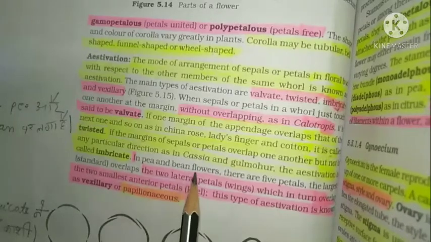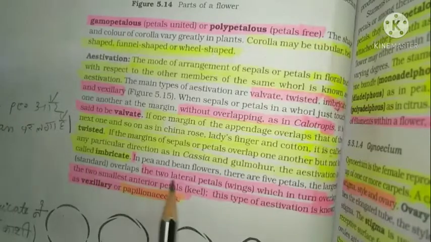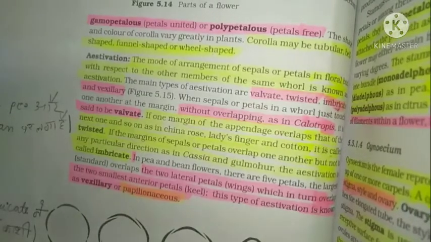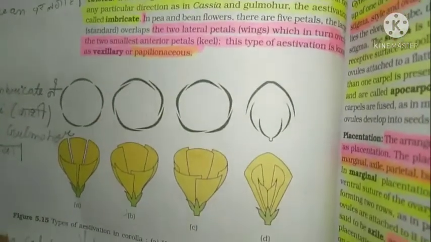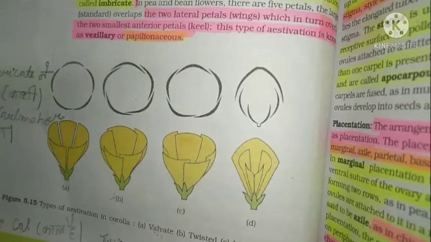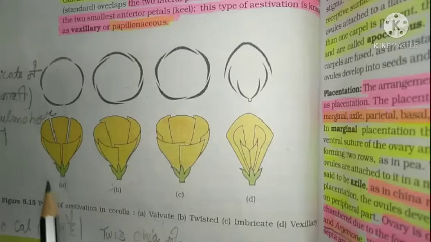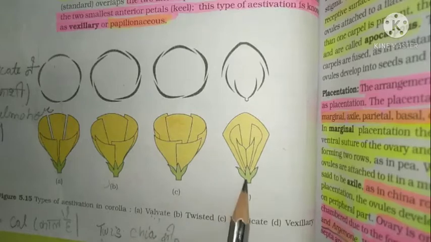In the pea or bean flower there are 5 petals. The largest is called the standard and it overlaps the 2 lateral petals, called wings, which in turn overlap the 2 smallest anterior petals, called the keel. This type of estivation is known as vexillary or papilionaceous. Figure 5.15 shows the types of estivation in the corolla: A is valvate, B is twisted, C is imbricate, and D is vexillary.